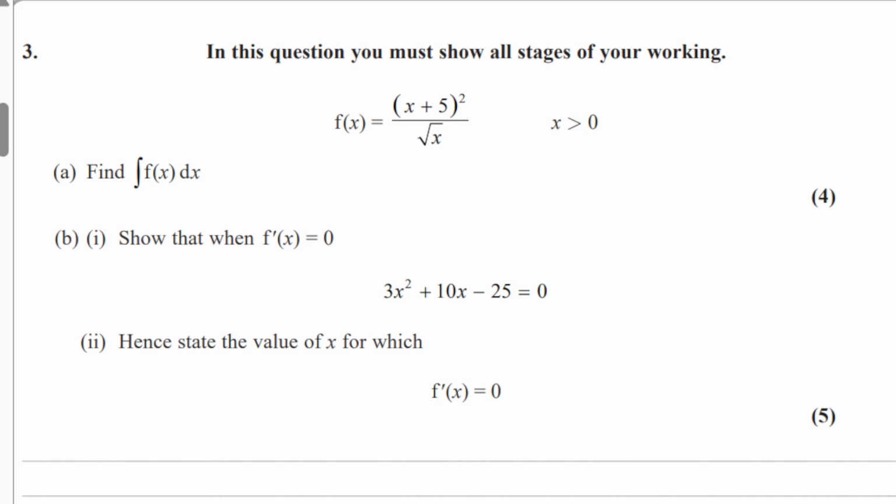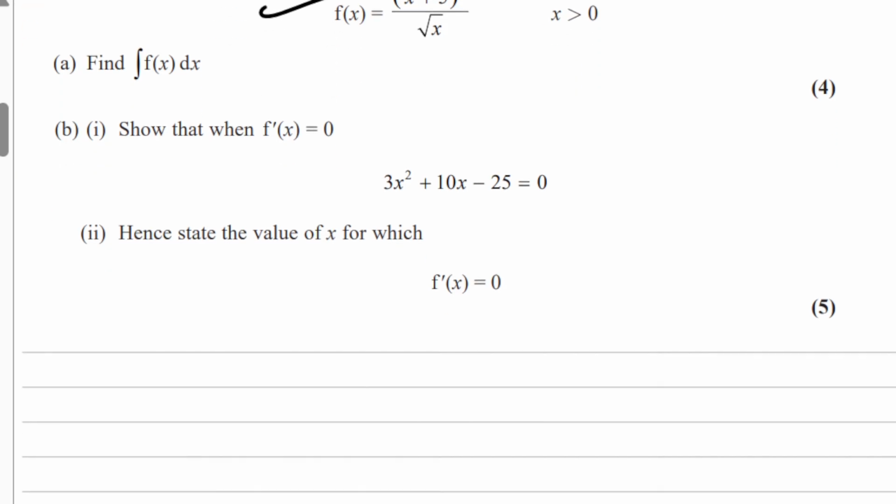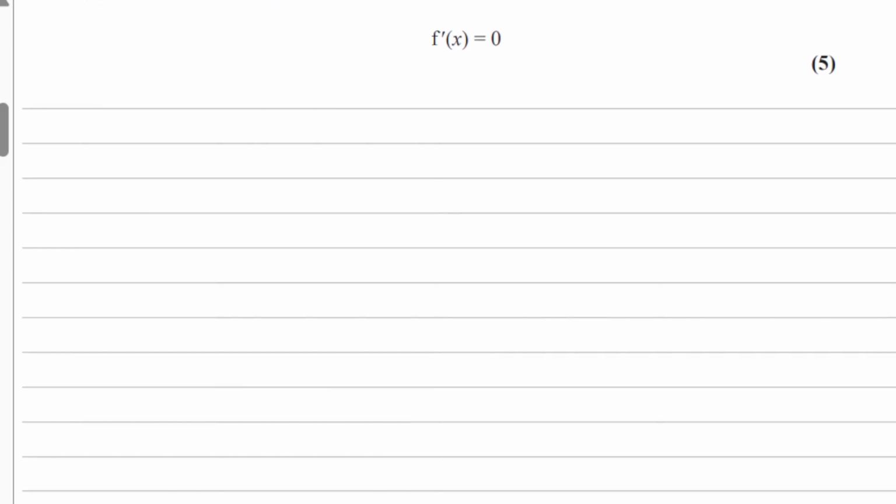Question 3 is 9 marks. So again, to remind you, this is the Pure Math 1 paper. The first part says find the integration of f of x dx. They gave you f of x up here. It's (x plus 5) all squared divided by root x. So to integrate this, let's first write it down here.